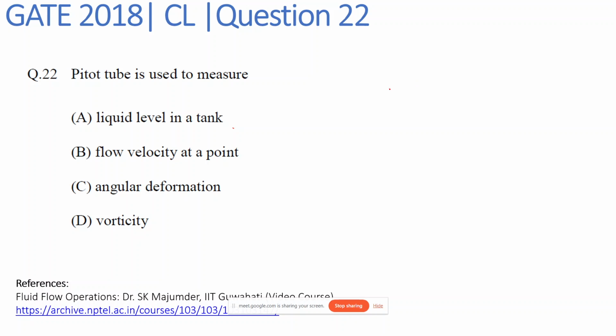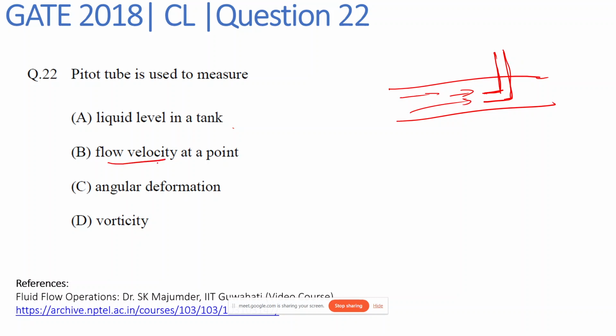What a pitot tube does is, consider a flow passing through this fluid. We can simply insert a tube, and it will again measure the pressure drop, and based on that pressure drop we can find the flow velocity at the point. So if we have the flow velocity, we can measure the flow rate also. So basically these pitot tubes are used to measure the flow velocity or the flow rate at a point.